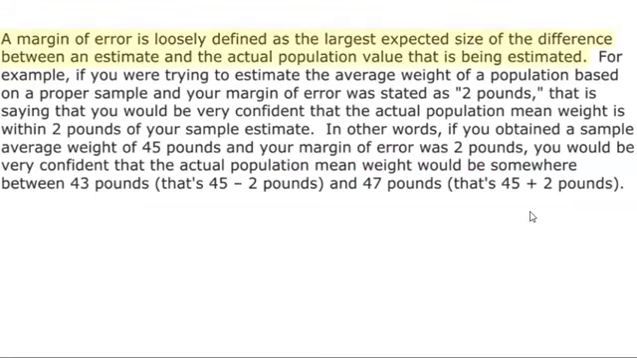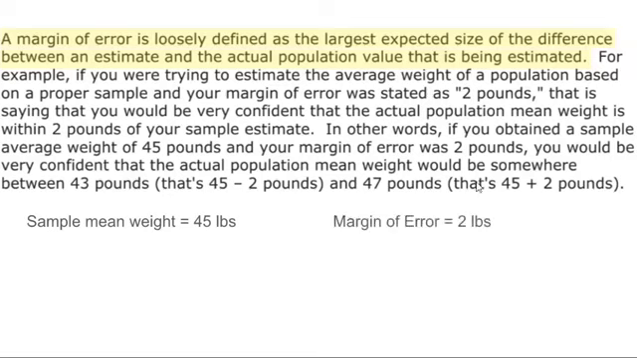The margin of error is loosely defined as the largest expected size of the difference between an estimate and the actual population value that's being estimated. So what that means is it's how much we expect the population mean to vary from our sample mean. The example that it gives here has a sample average weight of 45 pounds and the margin of error is 2 pounds.